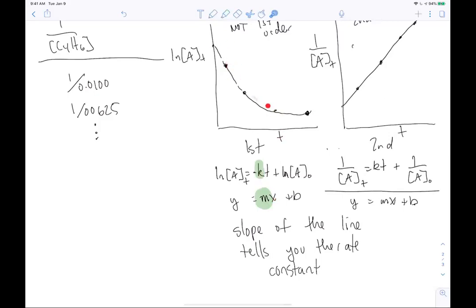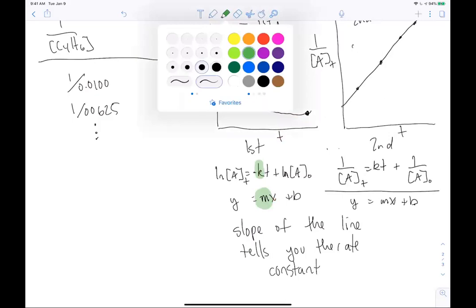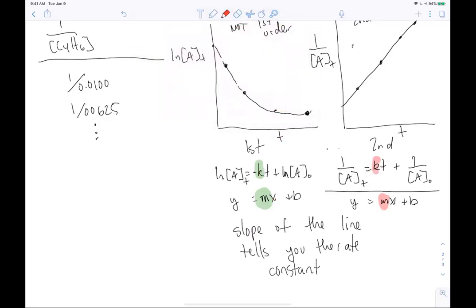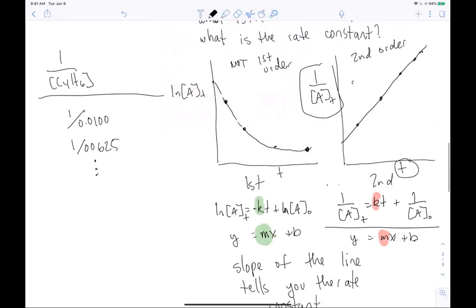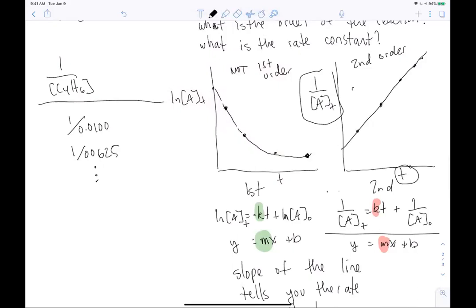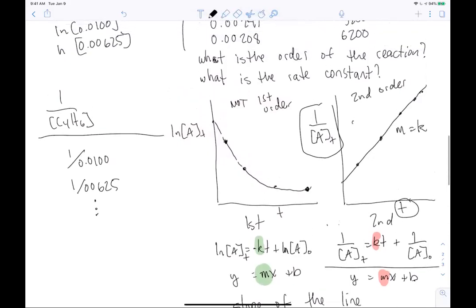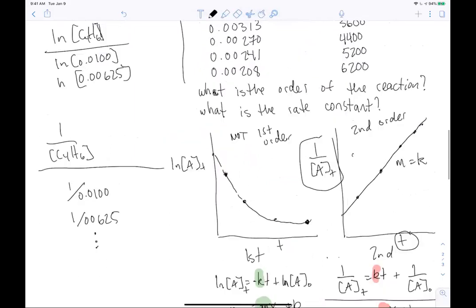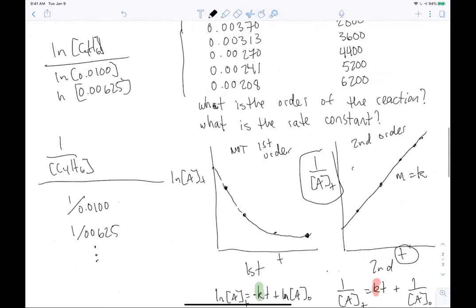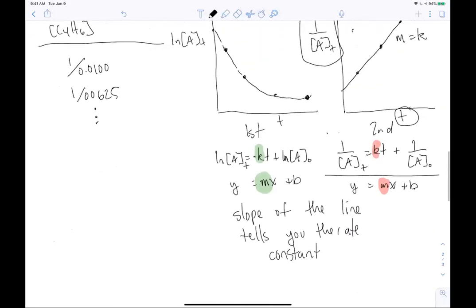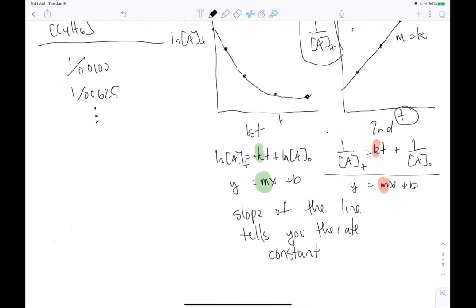Obviously a linear equation is not going to describe this properly. But if we look at what the actual fit is here, the slope, the change in 1 over A with respect to time, the rise over the run, the algebra type stuff, m is just equal to k. So if you want to figure out what the rate constant is, you can just calculate the slope of that line. Remember that, like in algebra, you could do y2 minus y1 over x2 minus x1 to get it. You could do the exact same thing here.